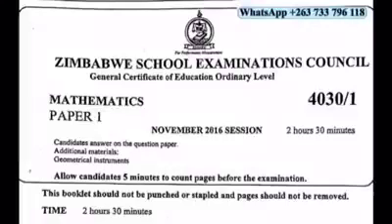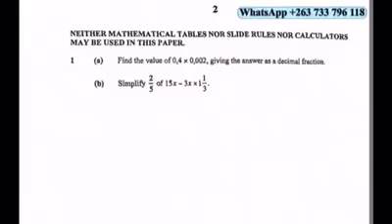November 2016 past exam paper. This is the November 2016 session, syllabus 4030/1. This is paper 1. So let's look at the first equation.